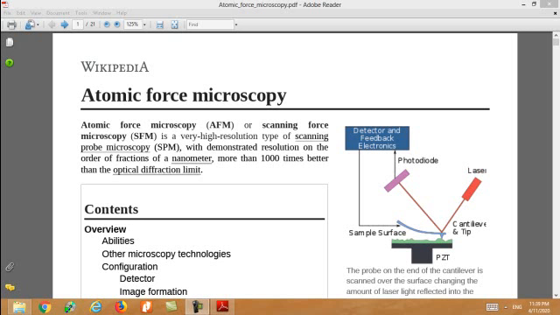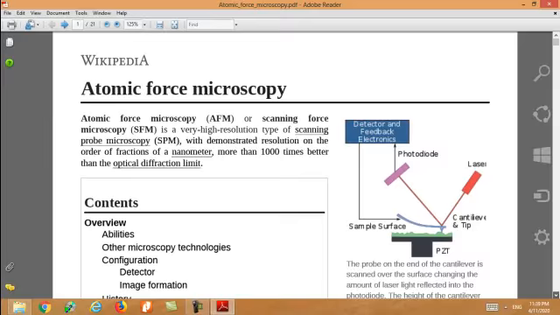Atomic force microscopy, or scanning force microscopy, is a very high resolution type of scanning probe microscopy, with demonstrated resolution on the order of a fraction of a nanometer, more than 1000 times better than the optical diffraction limit.